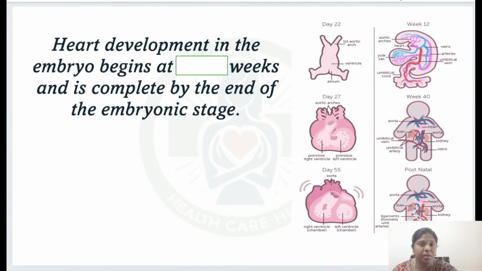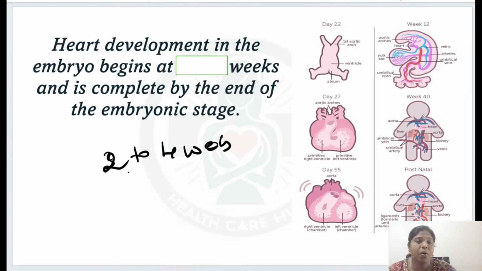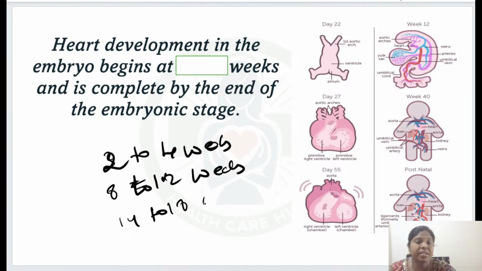Next question. Okay, next 17th slide. Heart development in the embryo begins at dash weeks and is complete by the end of the embryonic stage. You can see the heart development in the embryo begins at how many weeks, and it is complete by the end of the embryonic stage. So I will write the options as 2 to 4 weeks, or 8 to 12 weeks, or 14 to 18 weeks.